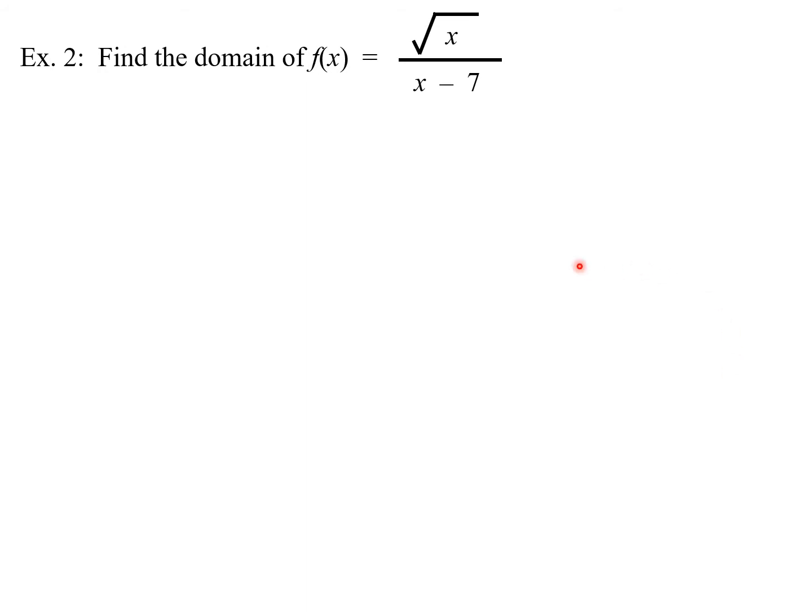All right, what about this one? Now, because of the radical, we know that x cannot be negative, right? It could be 0, but it can't be negative. Now, because of the denominator, we also know that it cannot be 7, because if it were, then we would have a denominator of 0, and that just doesn't exist. So we have two conditions for x. It can't be negative, and it also cannot be 7.